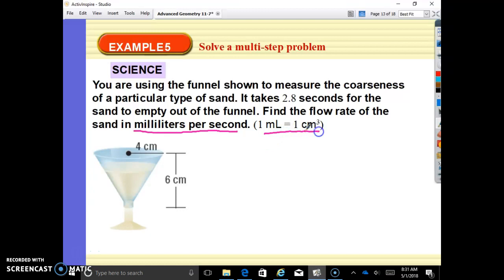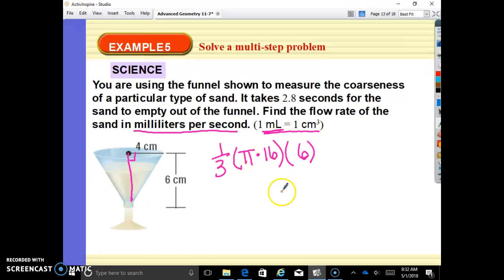1 milliliter is 1 cubic centimeter. So if we find the volume in centimeters cubed, that is a milliliter. So we don't even have to really convert much at all. So let's see. All right, so the volume of this, 1/3 area of the base times the height. We have the height as 6. 1/3 area of the base, pi r squared. Our r is 4. 4 squared is 16. So 1/3 of 16 pi times the height of 6.